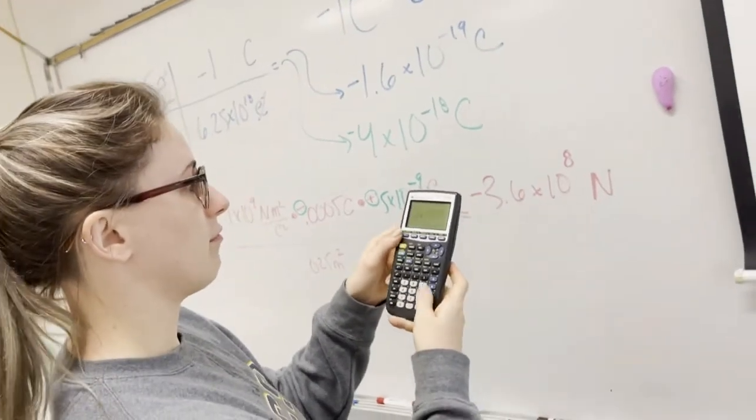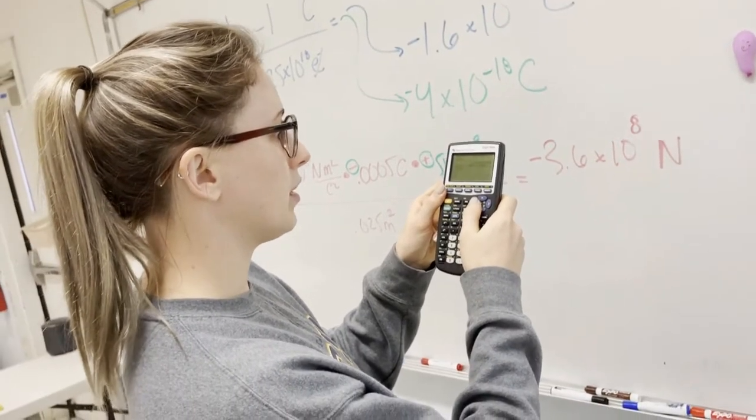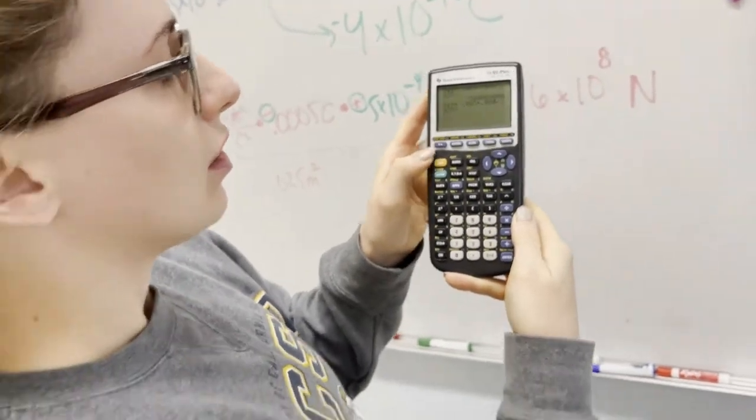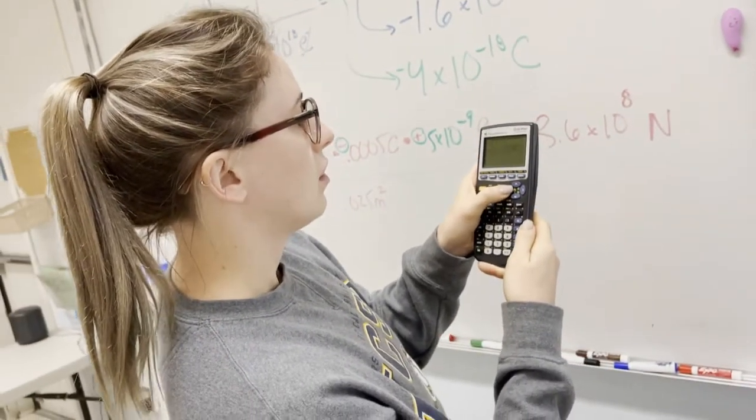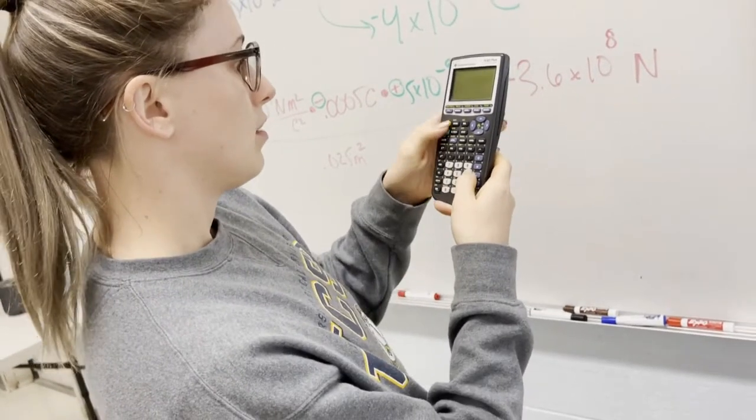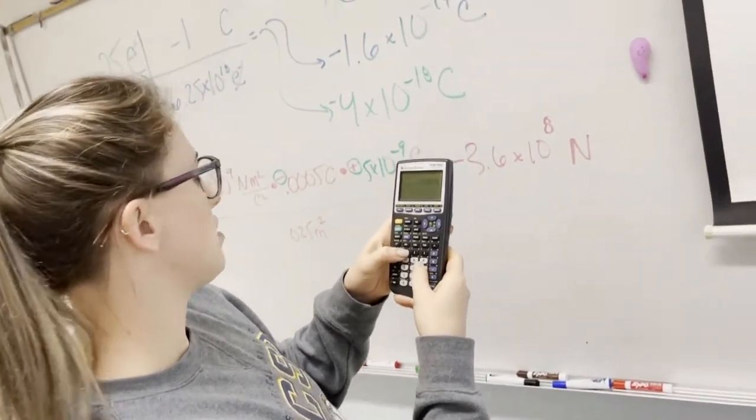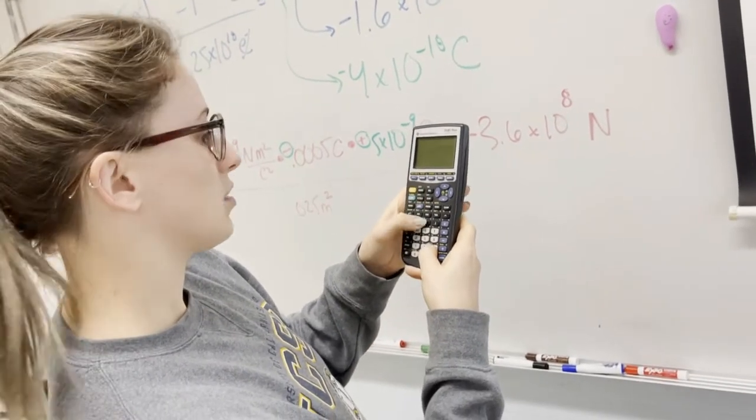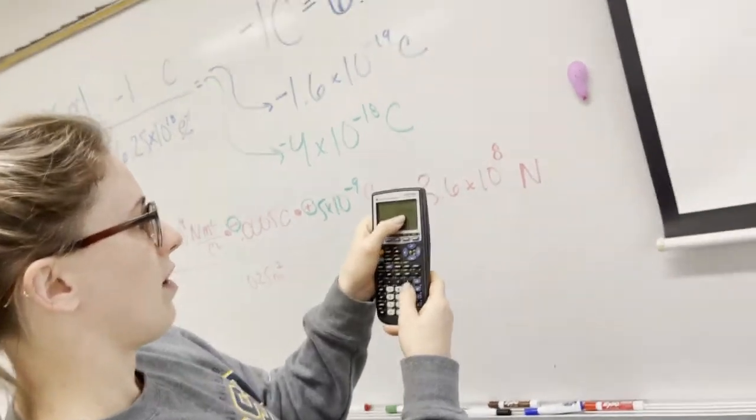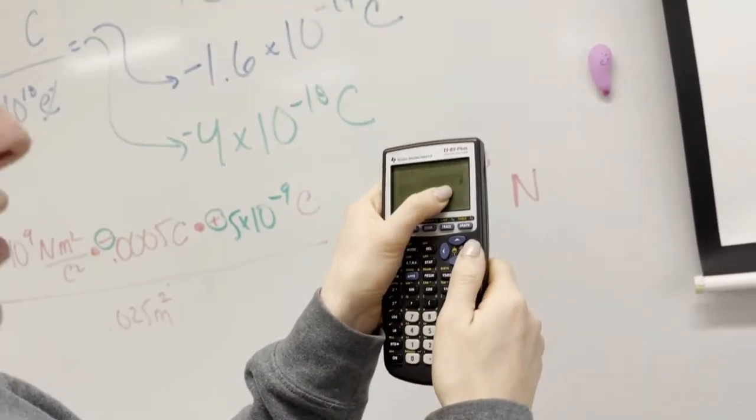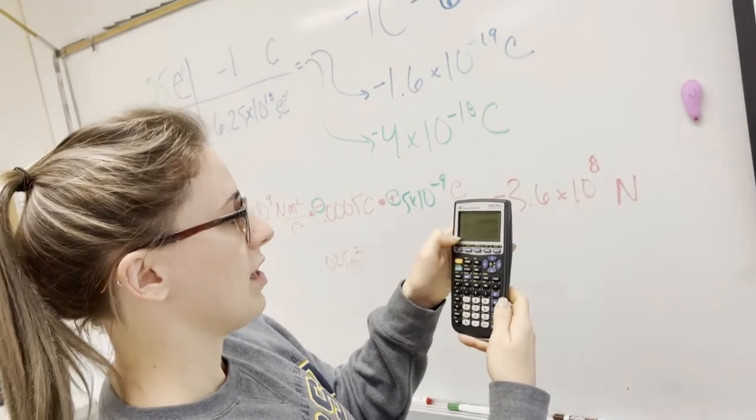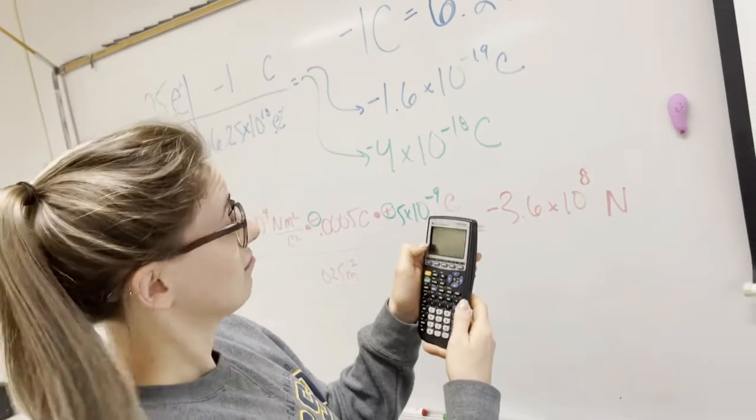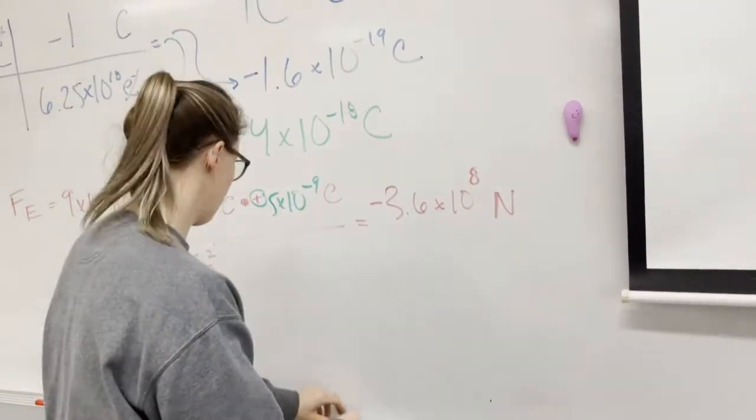So let me just go ahead and hit my re-entry button here. It's a shift enter. Okay, so 5 times 10, and then I insert the negative ninth. I think we're good here. And we divide by 0.025 squared. We get negative 360.